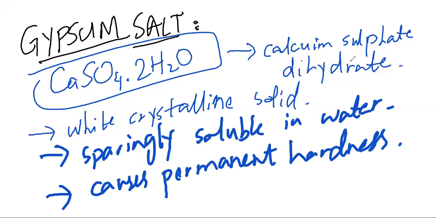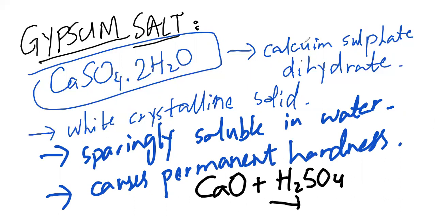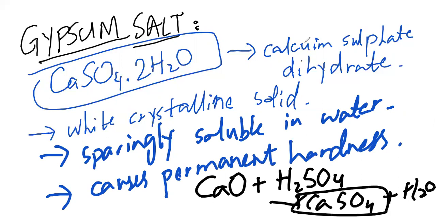Okay. The formula. This is not important for ECAT, but I'm writing it for you just for information. It's not important. Okay. It cannot be in your MCQs. CaSO4 plus H2O. So this is the calcium sulfate.